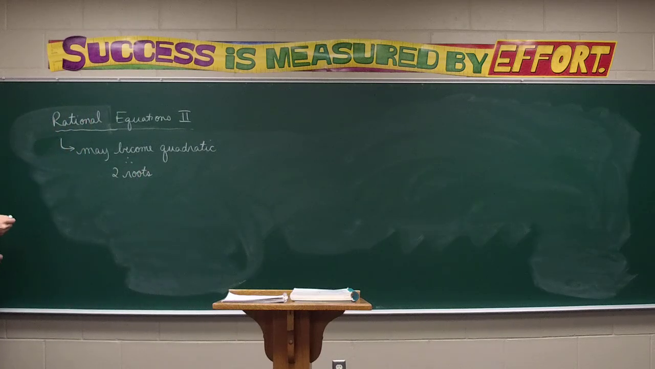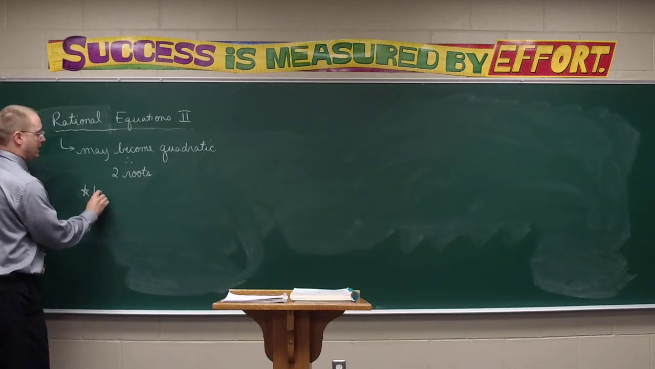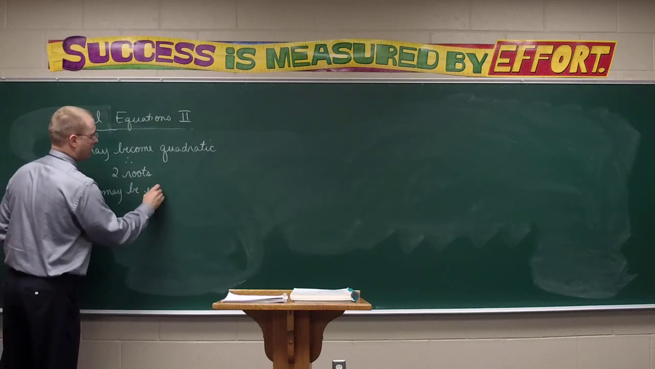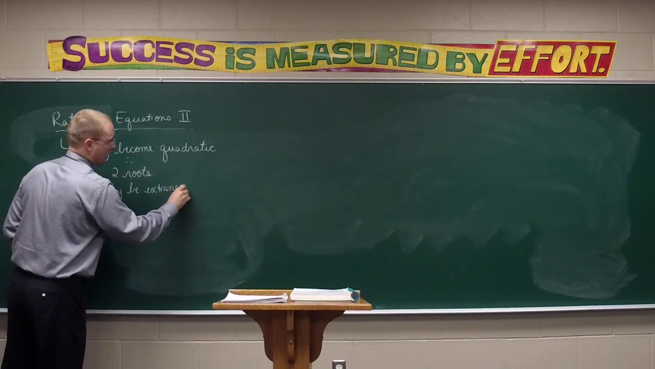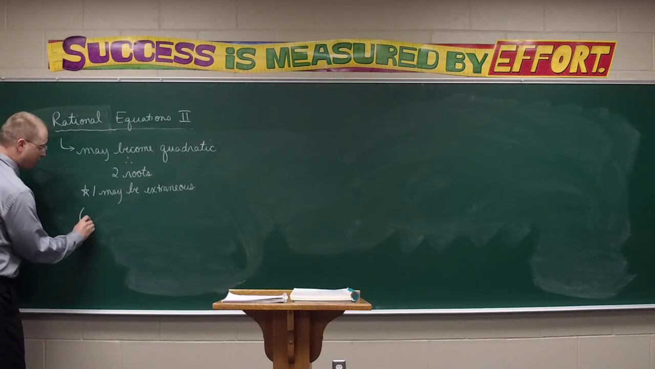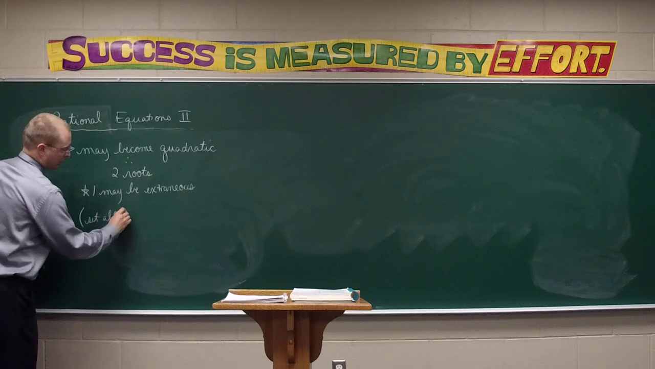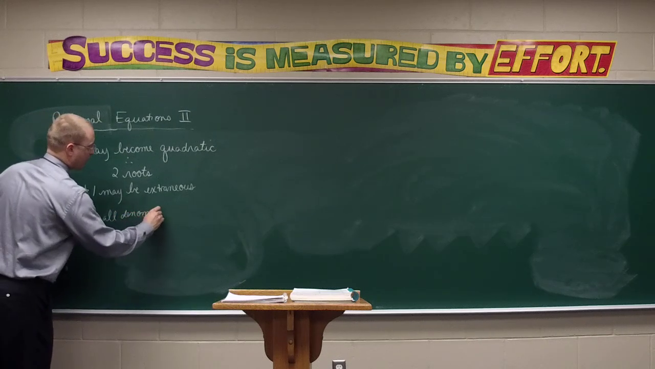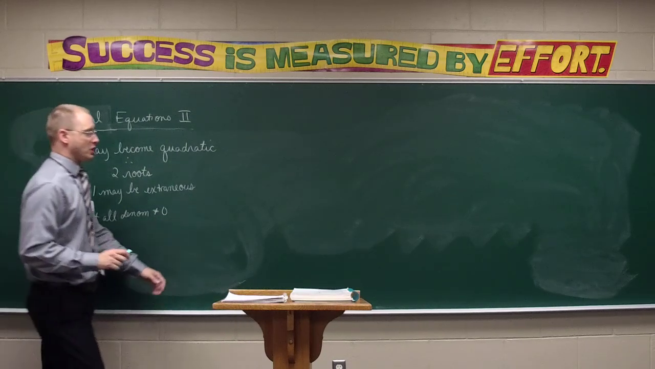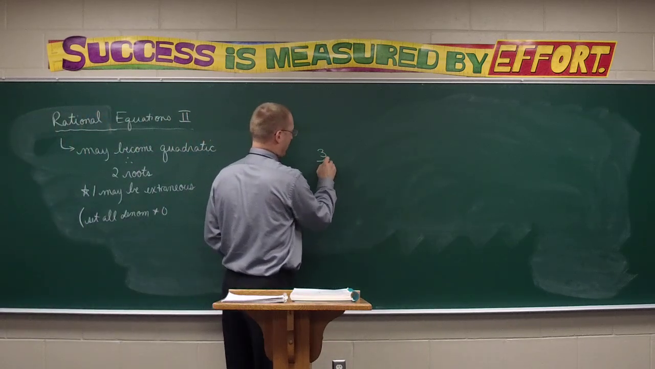Now here's where things get a little bit interesting. It is possible that of the 2 roots, one may be extraneous. Not guaranteed, but maybe extraneous. How will we know? All right, here's what we've got to do. Set all denominators unequal to 0. It's a fact of mathematics that you can never divide by 0.